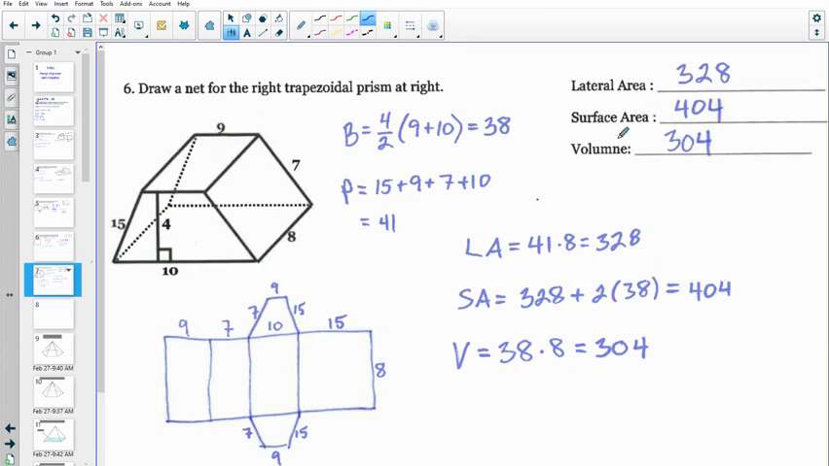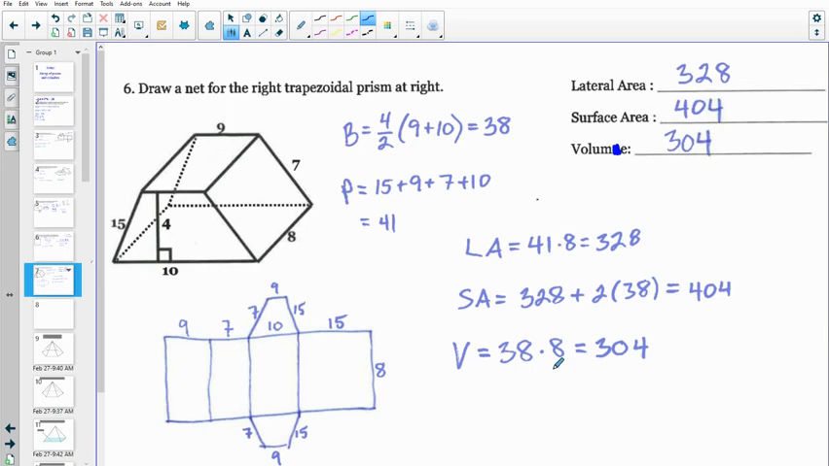And then finally the volume. Interesting that that was misspelled. The volume of this prism is the area of the base that we found already times the height. Notice that's the height of the prism, not the height of the base, but the height of the prism, which is 8. 38 times 8 is 304. So there we go. That finishes off prisms and cylinders.